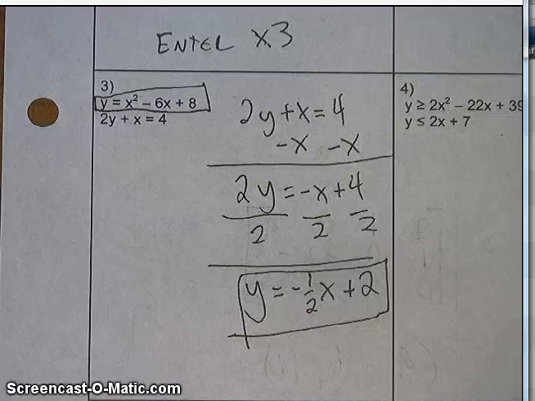So that's it. That's how you solve systems of equations using technology.